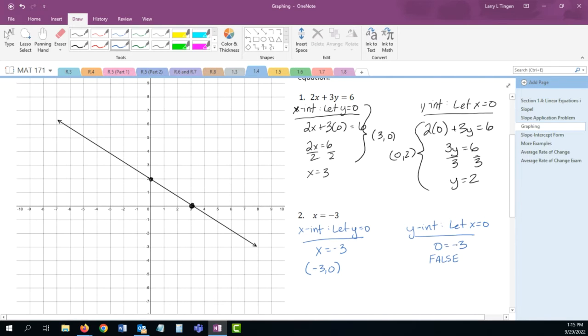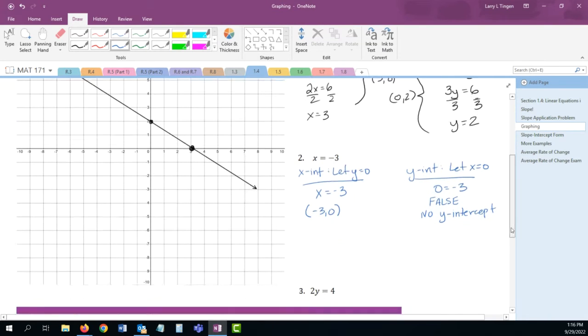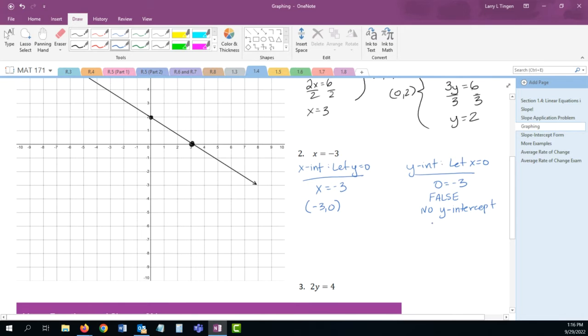If I end up with something that makes no sense, it means the thing I'm looking for doesn't exist. So this means there's no y-intercept. If there's no y-intercept, if you don't hit the y-axis at all, you have to be parallel to it. If you're parallel to the y-axis, then that means you are a vertical line. Okay? So this means I'm looking at a vertical line.